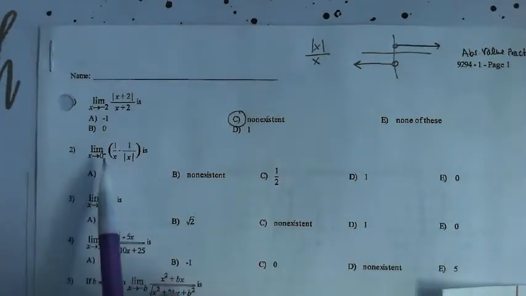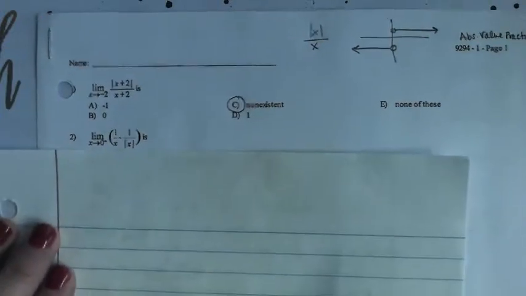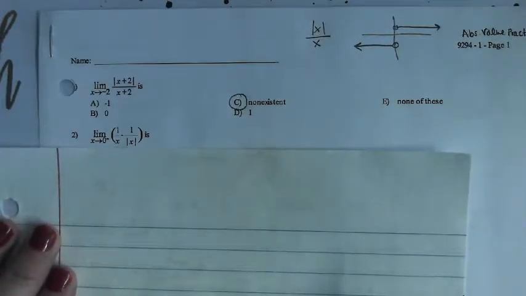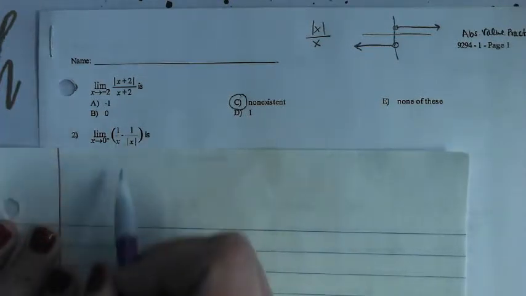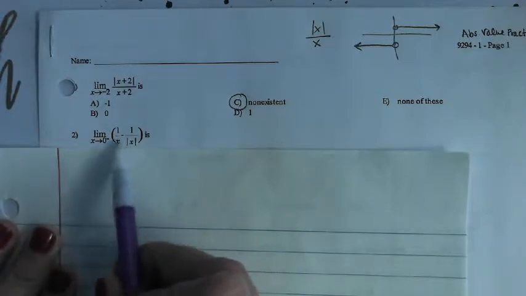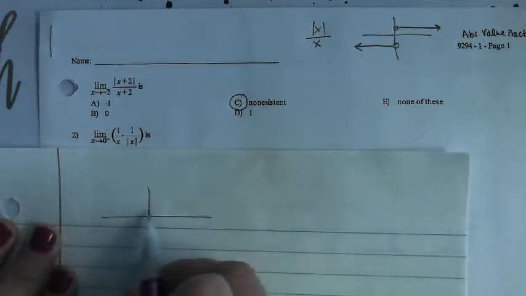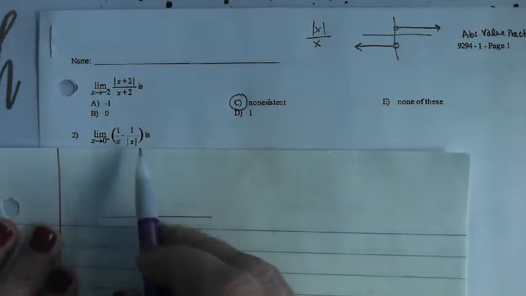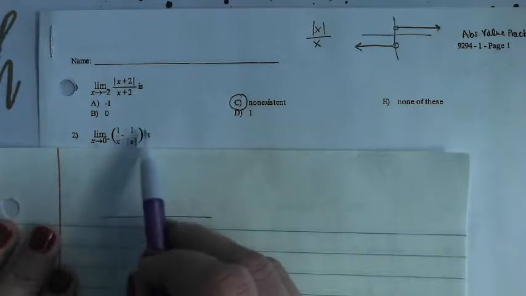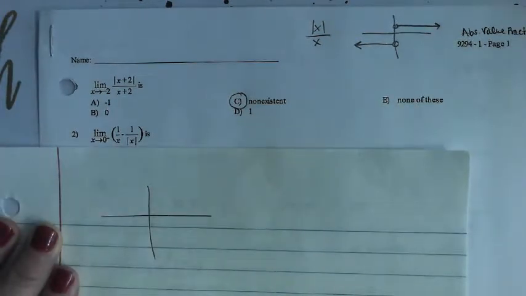2 asks for the limit as we approach 0 from the left. Let's think about what is the divide that's happening at 0. Likely some jump because we have an absolute value here. What if we are plugging in positive numbers? What is always going to happen if you're plugging into this function a positive number?